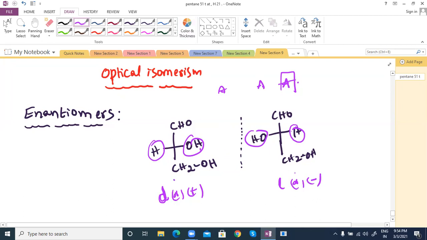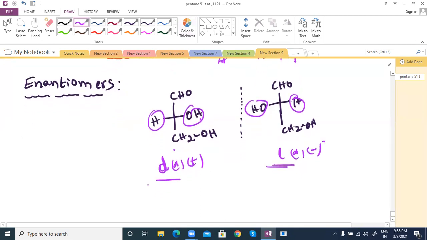If this is D, then its mirror image should be L. But D and L you have to prove only experimentally. By looking at the molecule you can't assign it. If they say this is D, the mirror image should be L, and if L, the mirror image should be D. They have almost all properties the same: physical properties, chemical properties, everything. These molecules generally have the same physical and chemical properties.